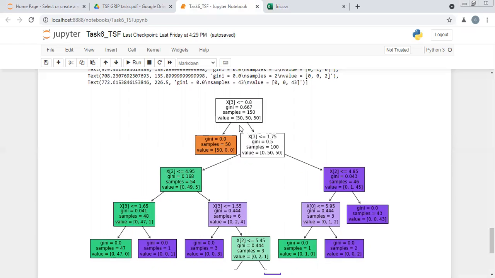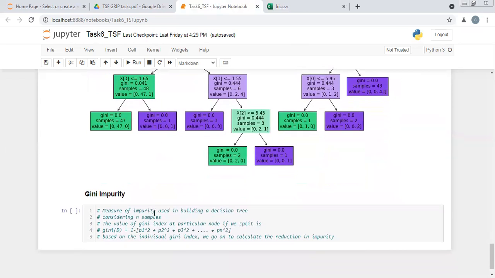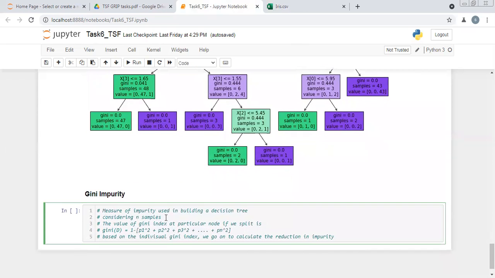Now there are again various methods of splitting. Splitting is breaking down a single node into multiple nodes. There are various splitting criteria used, like reduction in variance, information gain, and Gini index. We are going to use the Gini index over here. Now, to tell you about the Gini index: the Gini index is the measure of impurity used in building a decision tree.